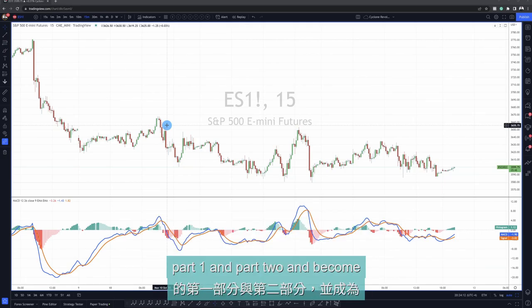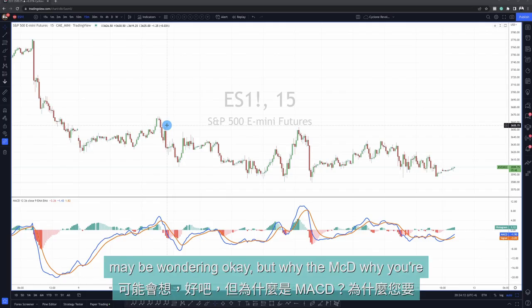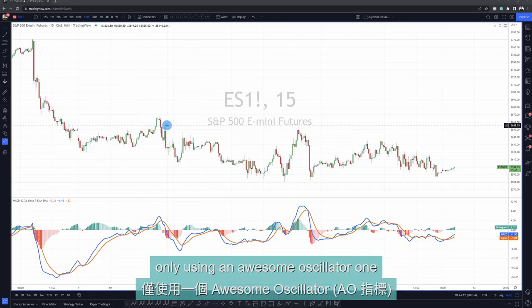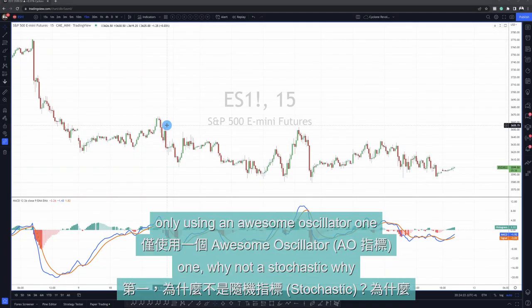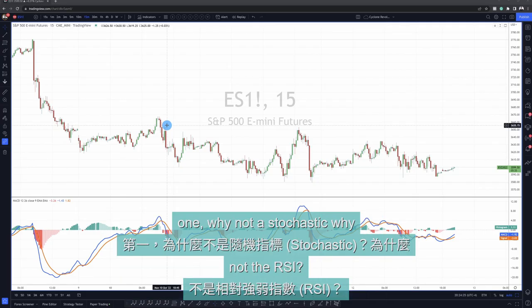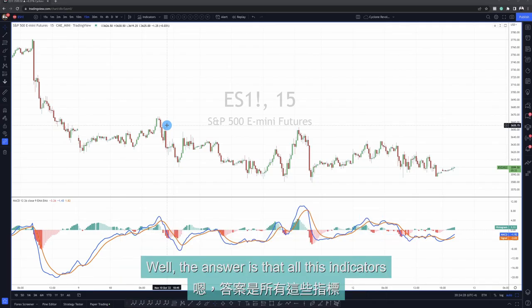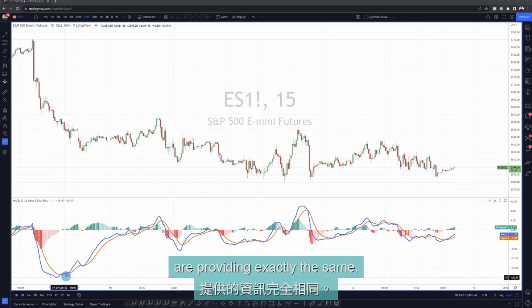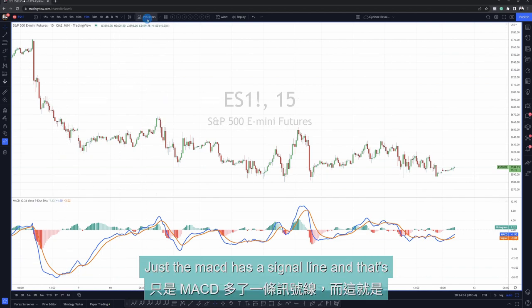And you may be wondering, okay, but why the MACD? Why are you not using an awesome oscillator? Why not a stochastic? Why not the RSI? Well, the answer is that all these indicators are providing exactly the same, just that the MACD has a signal line, and that's one of the benefits.